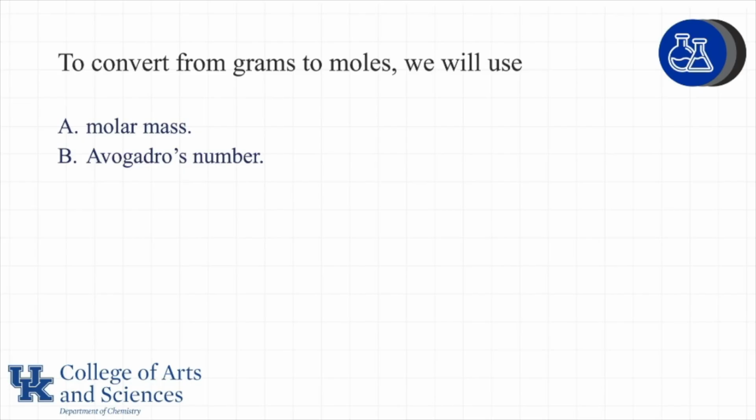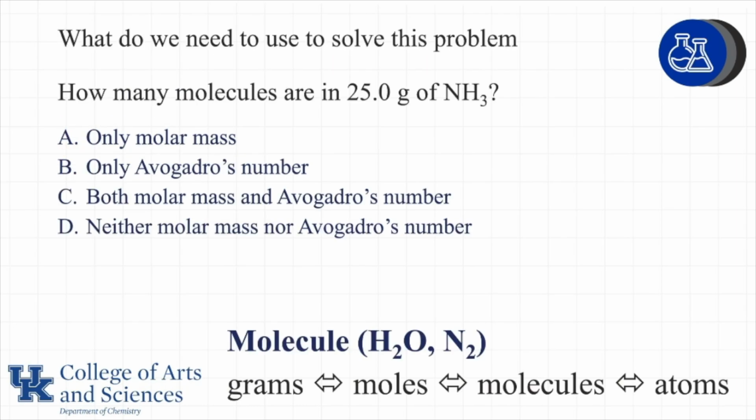To convert from grams to moles, we will use molar mass or Avogadro's number? Molar mass has units of grams per mole, and that's what gets us between grams and moles. To convert from molecules to moles, we will use what? Avogadro's number, because it tells us how many molecules are in a mole. What do we need to use to solve this problem? How many molecules are in 25 grams of NH3? We're actually going to use both molar mass and Avogadro's number because we're going from grams to moles to molecules. To get from grams to moles, we use molar mass. To get from moles to molecules, we use Avogadro's number.